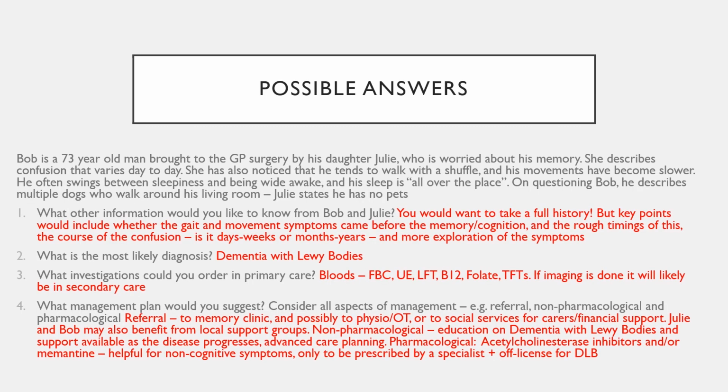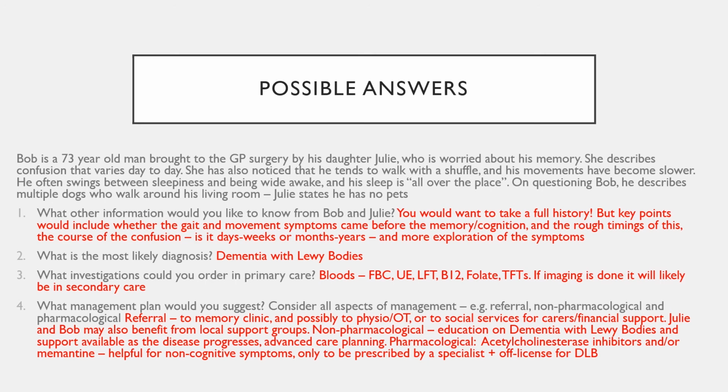So just going through the answers. In terms of other information that you'd like to know from Bob and Julie, clearly if you have the time in GP you'd want to take a full history, but the key points would include the course of the illness, so whether the gait and movement symptoms came before the memory and cognition, the rough timings according to both of them. Have a think about the course of the confusion, so has this been going on for days to weeks, giving you a picture of more delirium type syndrome, or is it going on for several months turning into years, which makes it more likely dementia?